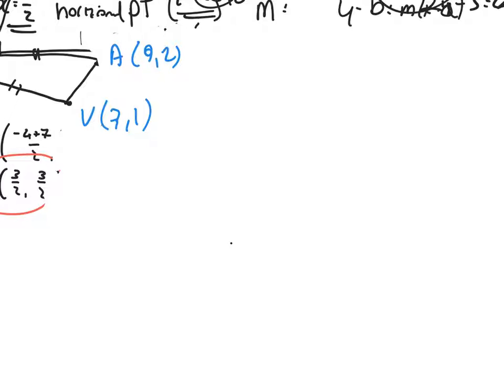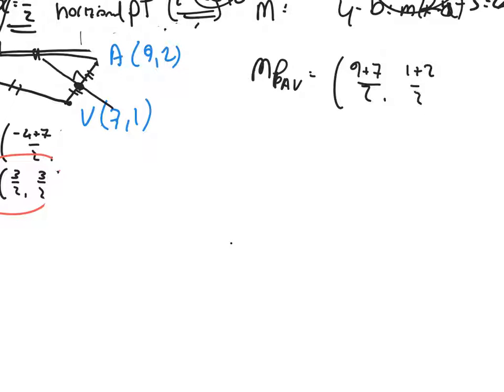Okay, we're now going to find the perpendicular bisector finally of the third line of the triangle, AV. So the perpendicular bisector again cuts in the middle and at a right angle, so let's first of all find the midpoint of AV. Okay, average of the x coordinates, 9 plus 7 over 2, average of the y coordinates, 1 plus 2 over 2. 9 plus 7 is 16 over 2 is 8, 1 plus 2 is 3, 3 over 2 is just 3 over 2. So that's the point that lies on the perpendicular bisector.